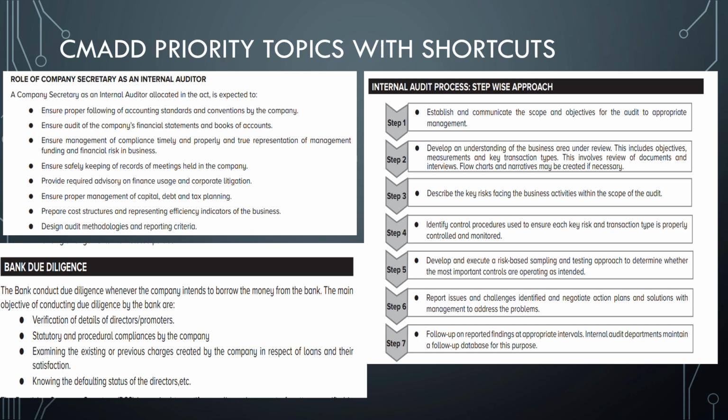So four straightforward points. There is nothing to write on your own, so all you can do is listen to it carefully and reproduce. So the verification, statutory and procedural compliances, two directors related points, and examining the existing or previous charges created by the company.